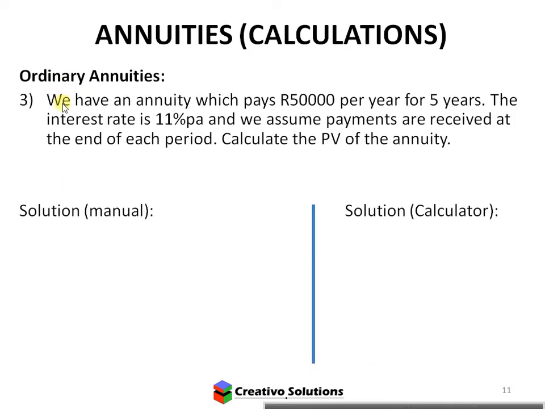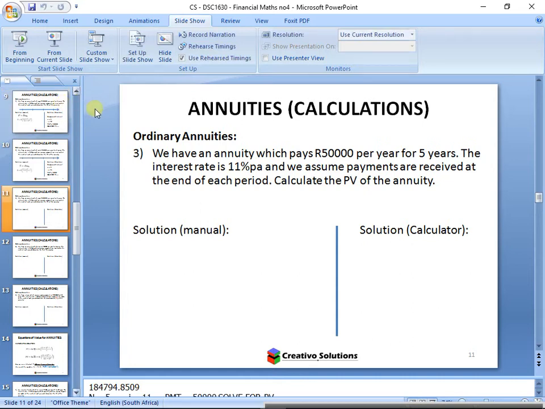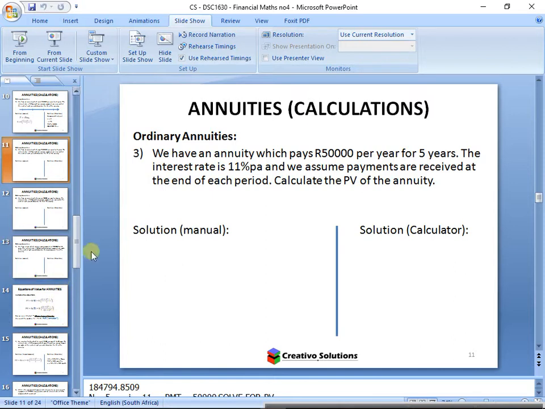A few for you to try. See if you can identify the correct variables, get the values, substitute into the calculator, solve for the correct unknown, and that gives you the right answer. First one, 184,794.85. 100%. Well done. Good. Right, that's number 3. Try number 4.